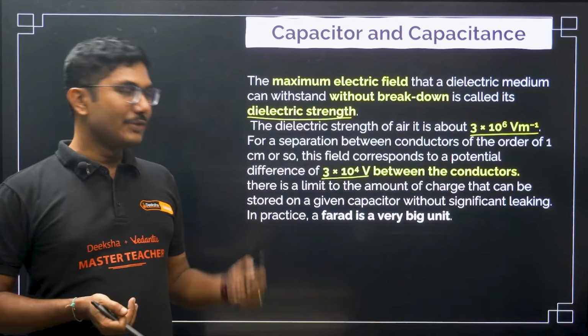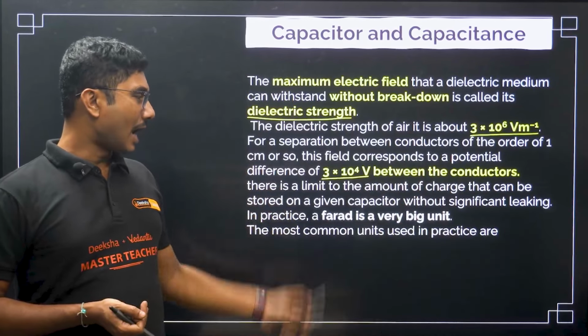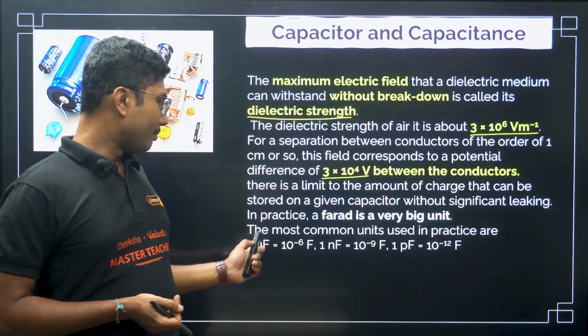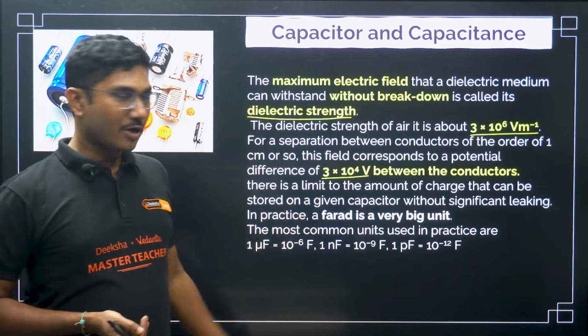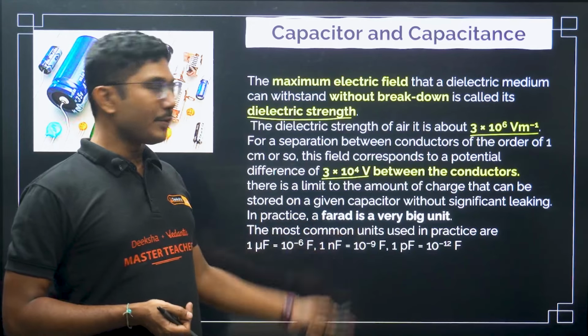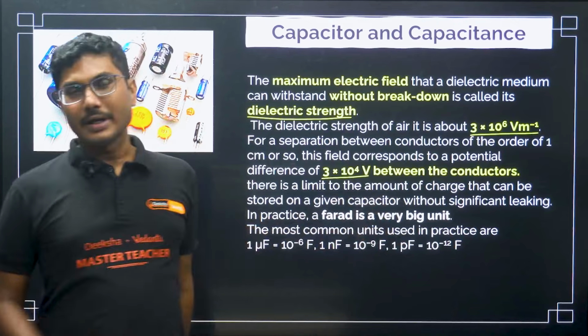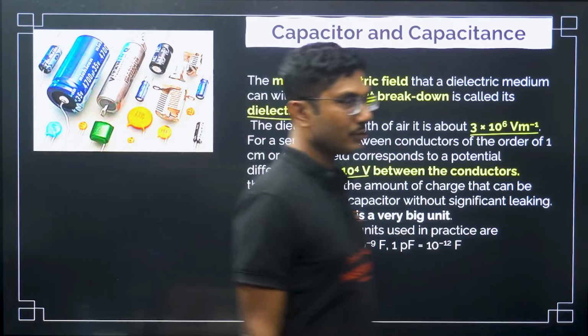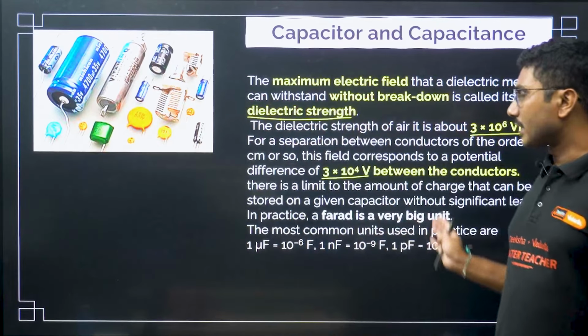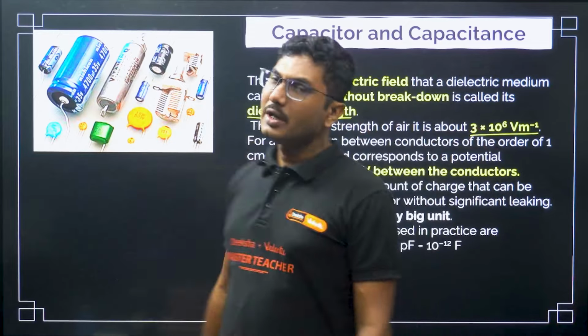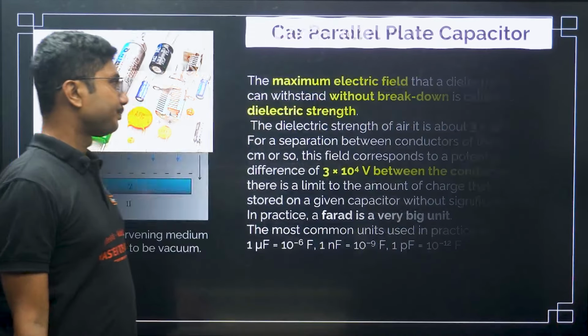In practice we use the units microfarad, that is 10 to the power of minus 6, nanofarad, 10 to the power of minus 9, and picofarad, 10 to the power of minus 12. So these are the most commonly used capacitors. Here is a diagram of different values of capacitance.